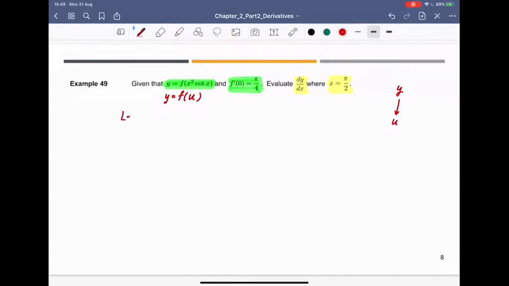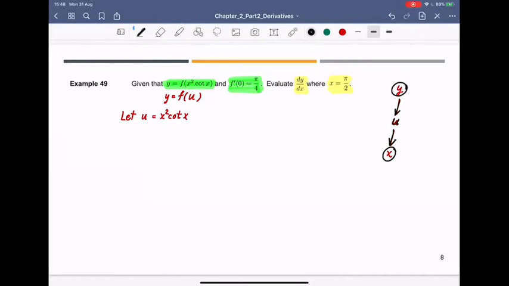I'm going to start by letting u be x squared times cot x. And then u is going to be a function of x, right? So now if I want to differentiate y with respect to x, I can differentiate y via u and then u by x.